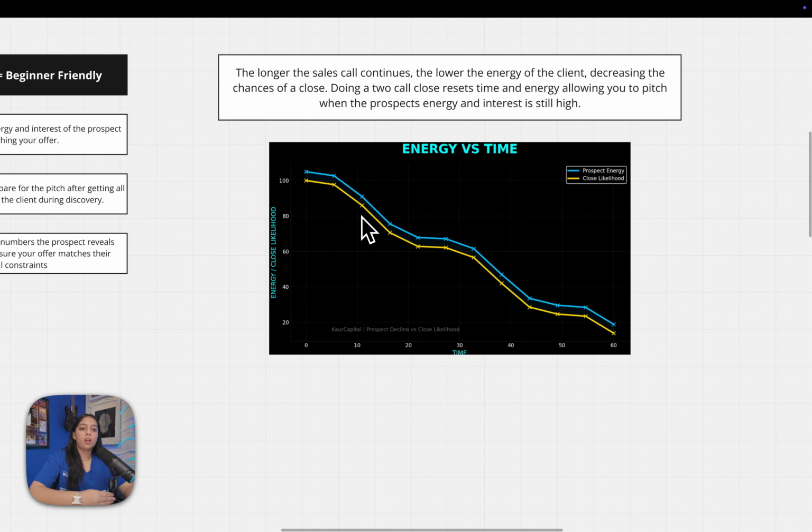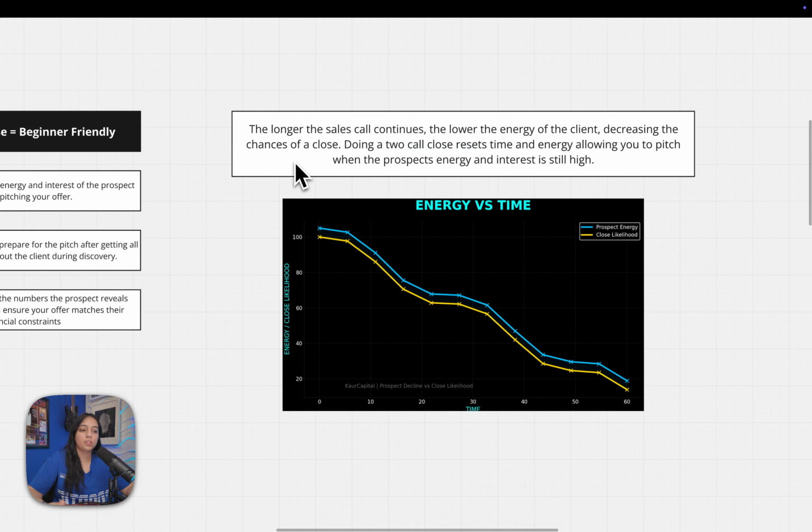And because the energy of the prospect is dropping, their attention and interest in the call will also drop as well, which leads to a very low likelihood of closing the actual client. So the longer the sales call continues, the lower the energy of the client gets, decreasing the chances of a close. Now, this is especially true with AI solutions or anything tech related, because they require more explanation and demonstrations compared to any traditional agency model.